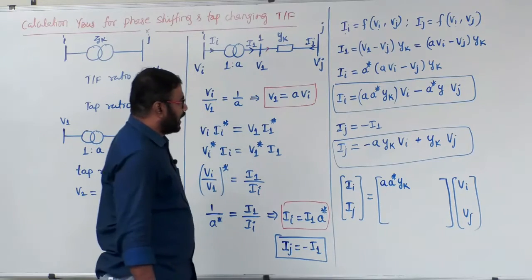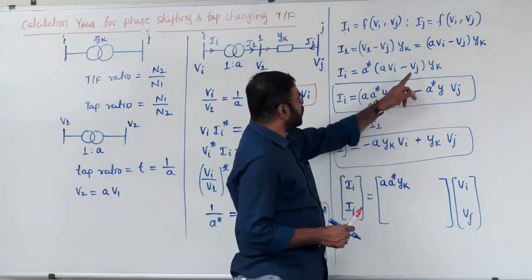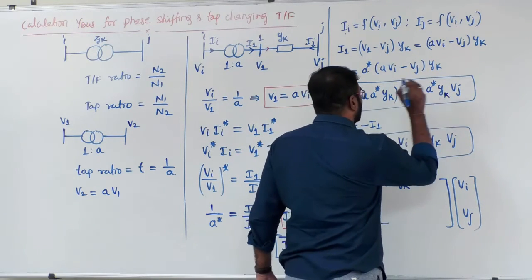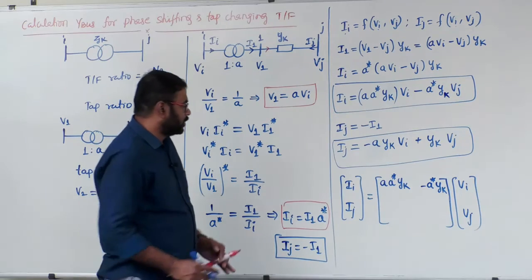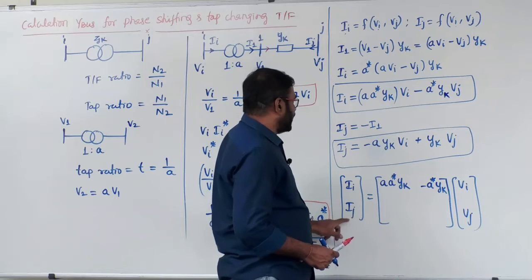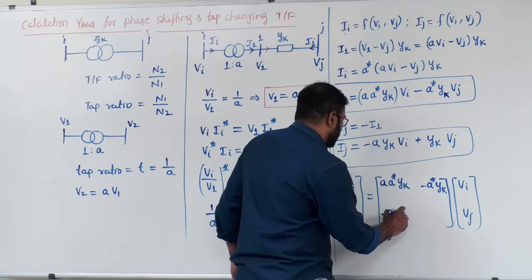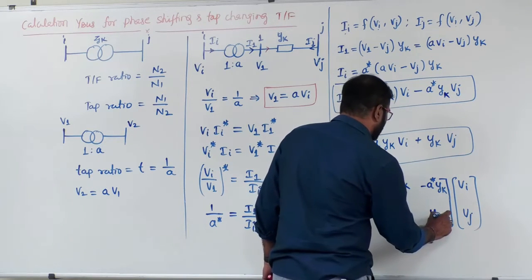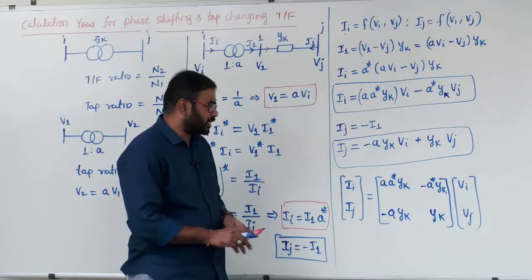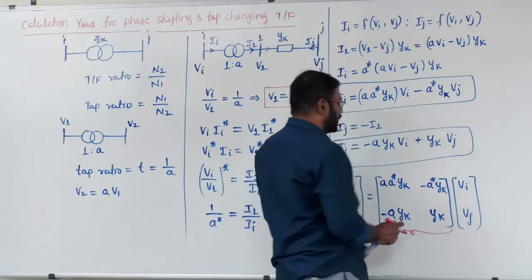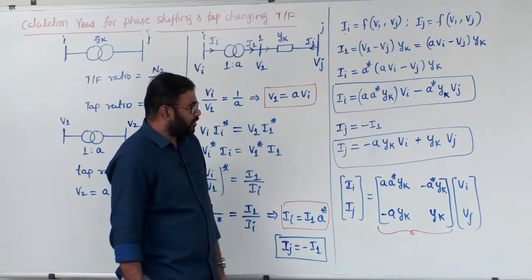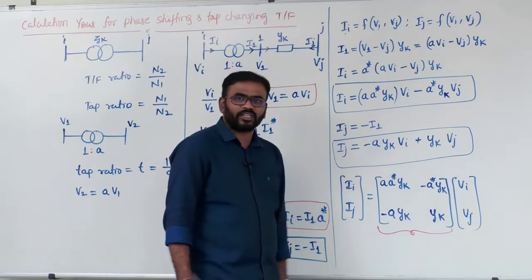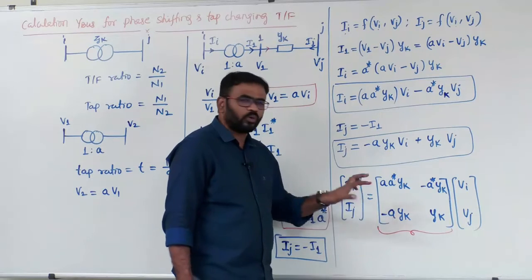Clear? Now, have a look. The second term, minus A conjugate into Yk. Okay? Clear? Now, Ij equal to minus A Yk, then here Yk. So finally, this is the Y bus for phase shifting transformer. Tell me, is it a symmetric matrix or unsymmetric matrix? Since A conjugate and A are not same, Y12 and Y21 are not same.